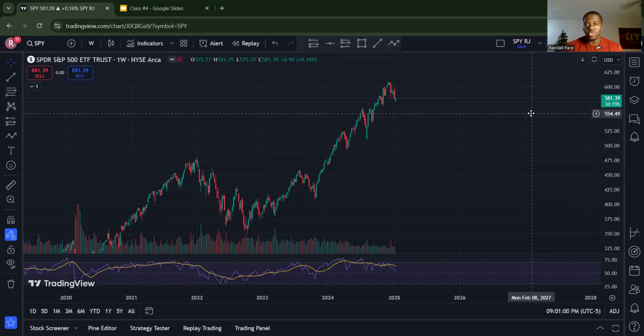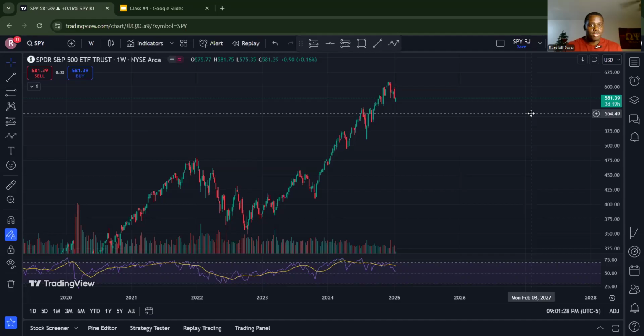Pennant patterns, they are neutral because they can go either way. They occur a lot too, but they're not as reliable as a flag. These reversal patterns, that is the wedges: falling wedge is bullish, rising wedge is bearish. Okay, so we got three types of chart patterns. We have continuation, we have neutral, and we have reversal.